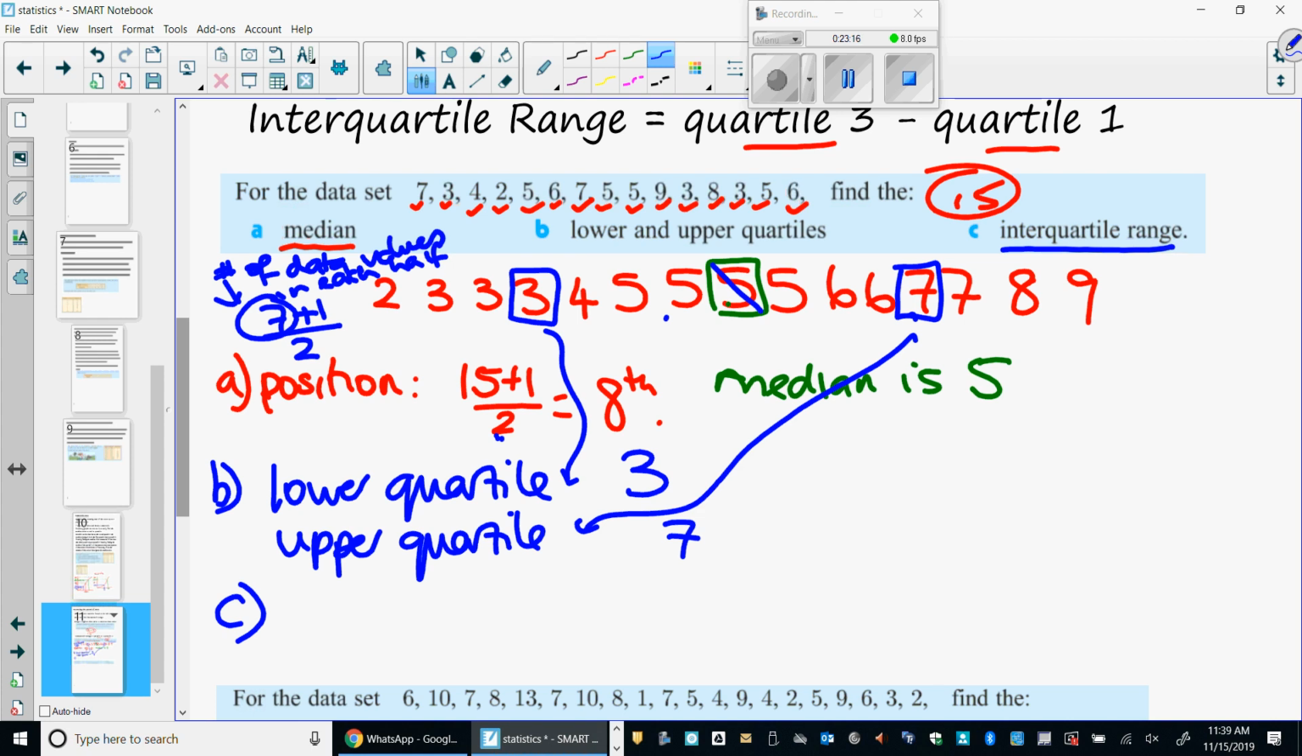What did we just find? Quartile 3 and quartile 1. So what's the interquartile range going to be? 7 take away 3, which is 4. I'm lazy, I put IQR for the interquartile range. You can write the full thing if you prefer, or you can try IQR if you wish.